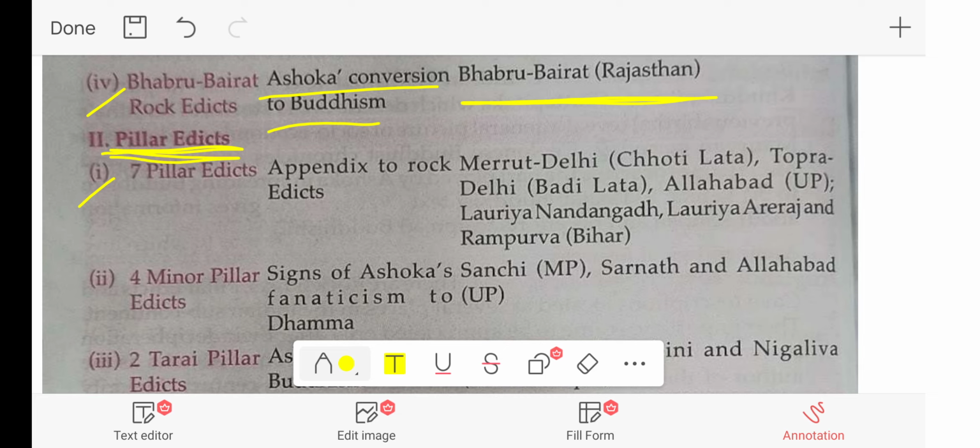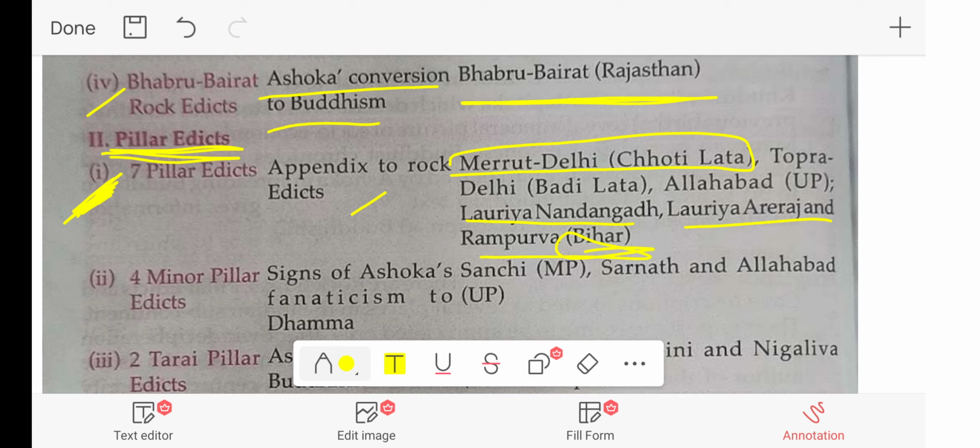So first, 7 pillar edicts, and they contain appendix to rock edicts. So they are at Meerut, Delhi, Chhoti Lat, Topra, Delhi, Badi Lat, Allahabad, UP, Lauriya Nandangarh, Lauriya Araraj, and Rampurva. These all are in Bihar.